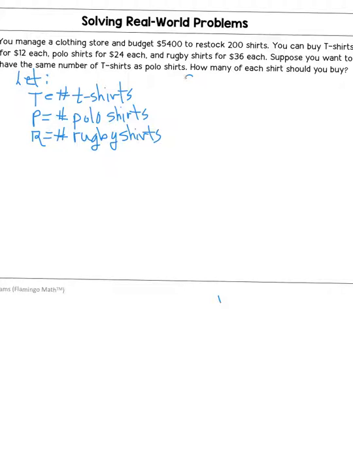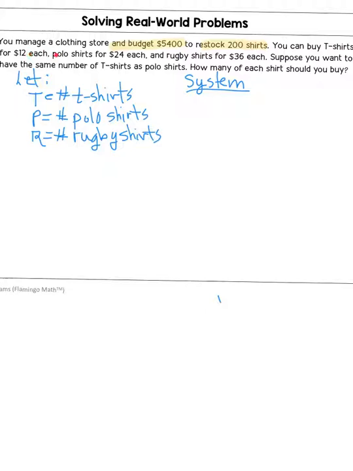So here's your system. You're going to have to reread what you see above, and we're going to highlight what's important. So you manage a clothing store and you budget $5,400, so that's a restriction. And then you restock 200 shirts. So let's just start there. How do you spend up to that $5,400?